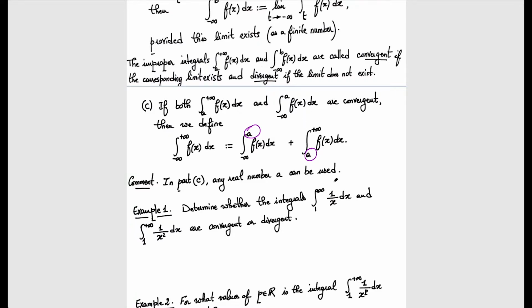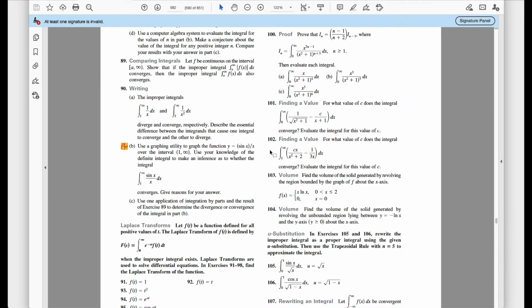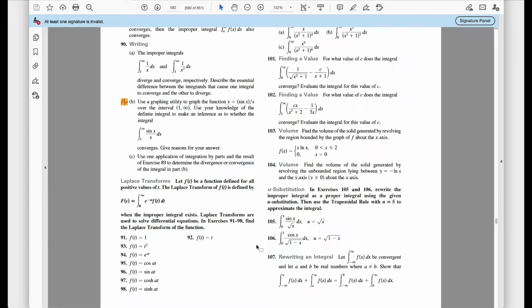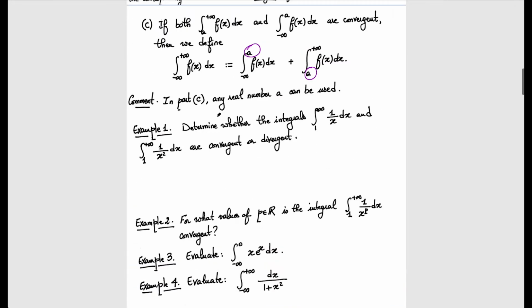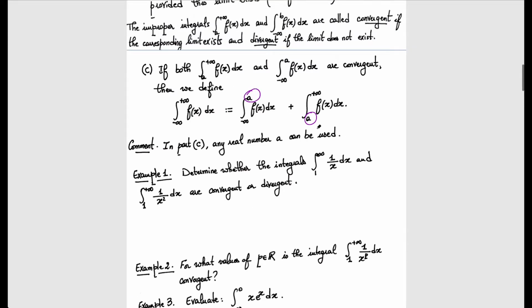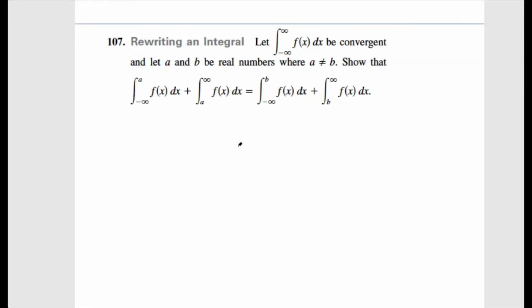Okay? And let's actually discuss this case. This is on page 582. This is problem 107 on this page. So let's copy it, and paste it here and do it. So what's the deal here? The deal is this number a can be anything, right? Any number a can be used. Let's paste it here and let's read it.